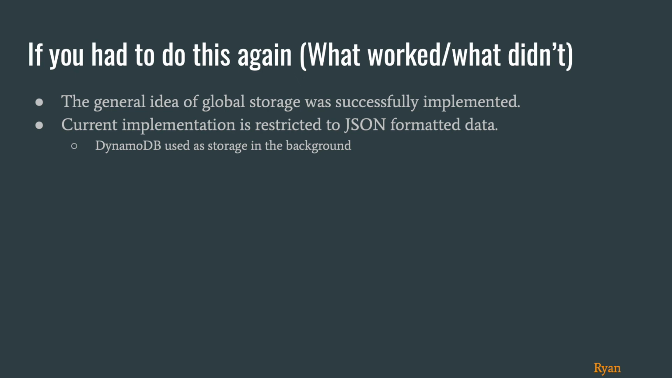So in terms of what worked, we did get the general idea of a global storage working. Given a key, users could use the set and get operations. However, there were some limitations to what we've implemented. So for one, because we've offloaded all the storage onto DynamoDB, this restricts the types of data that we accept. So in the scenario where users want to store files, audio, anything like that, we would not be able to accept that. However, anything in the JSON format is valid.